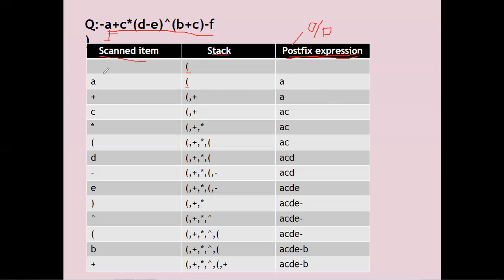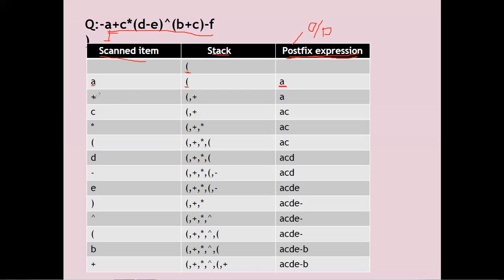Fine, so no doubt we know that first we enter the left parenthesis into the stack. After that, the first element or first operand we encounter in the string is a. A is our first operand, so whenever an operand comes, it should be displayed in the output screen. So a will come here.